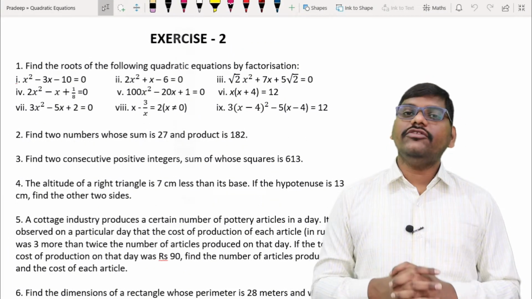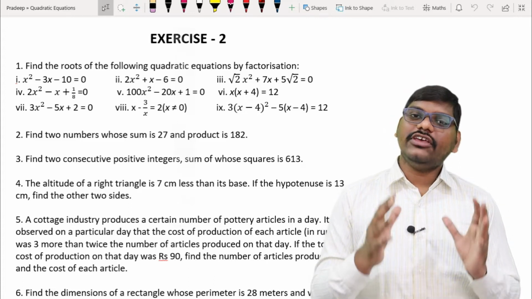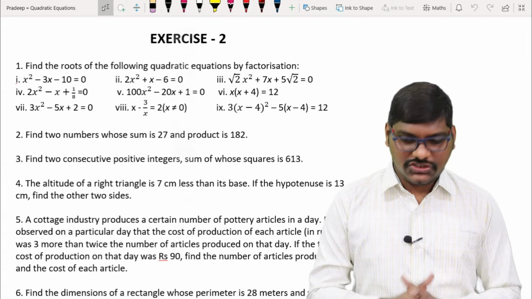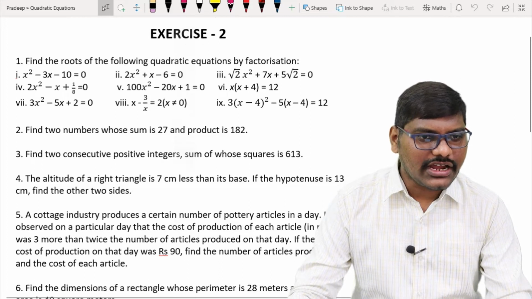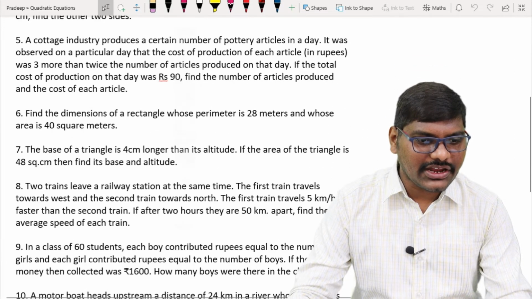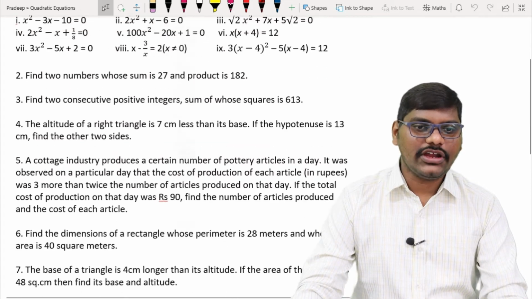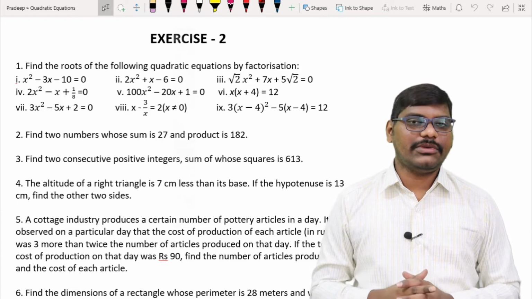I'm Pradeep. Today we are going to see exercise 2 of quadratic equations of class 10. Exercise 1 was already solved. That video I'll just give in the description, you can go through. So let's see what are the questions there in this particular exercise. There are about 10 questions in this particular exercise, and we are going to solve each and every question very clearly. Alright, so let's go forward and we'll try to solve the questions in this particular exercise.